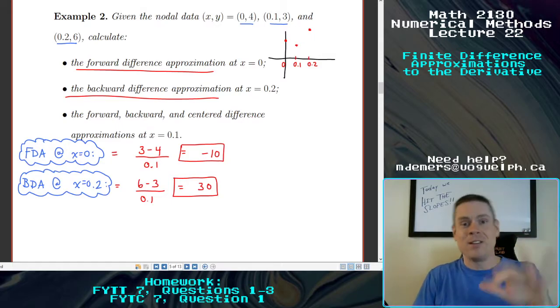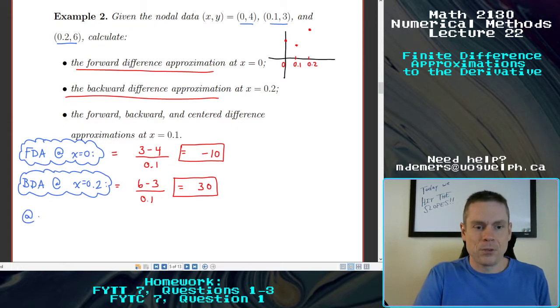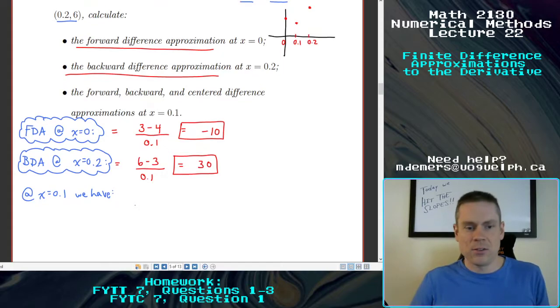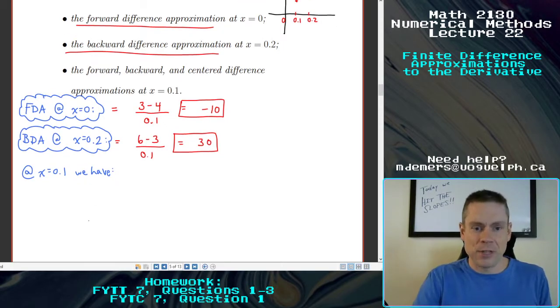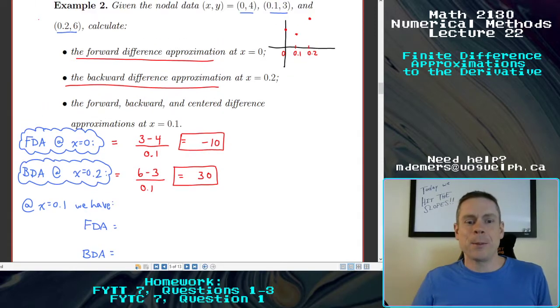But at the middle one, you have options. So at that middle one, at x equals 0.1, we'll do all three of them. So let's do the forward, the backward, and the centered. And by virtue of how these things are defined, we've actually already done 2 of these. I want you to think about this for a second.